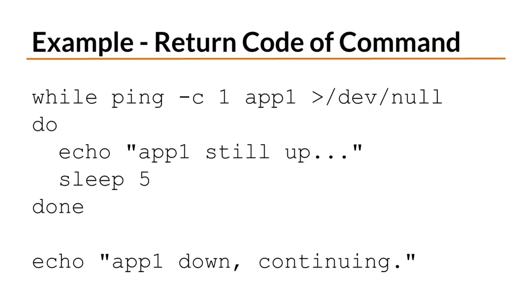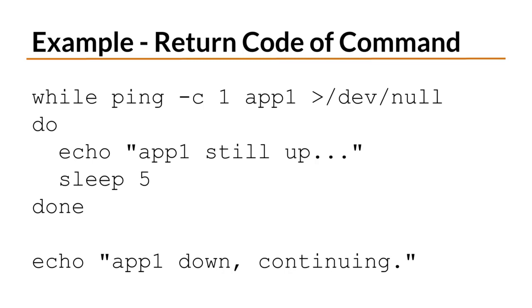Let's look at an example where you need to check the return code of a command. Let's say you have a script that runs on a database server and performs some sort of maintenance or backup. Let's make that script wait until the application server is off the network before it continues. This way we can know that the application is not actively using the database while we are performing our maintenance. We do this by using the ping command.